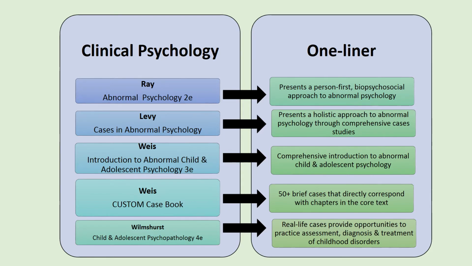Here's a quick refresher of all the titles we have to offer in clinical psychology. Lead with Ray's Abnormal Psychology text with its person-first biopsychosocial approach for the popular Abnormal Psych course. We also have a comprehensive introduction to child and adolescent psychology, a more specialized version of the Abnormal Psych course, and this is with our revision of Weiss.